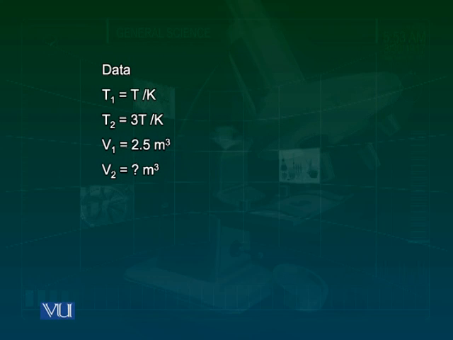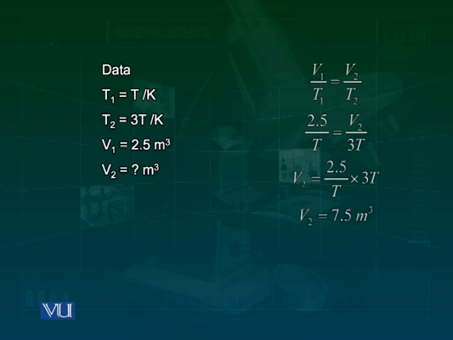The data which we have here is that T1 is equal to T Kelvin. We are not given the temperature, we are just given it's any temperature T. T2 has to be, of course, 3 times, so we just replace it by 3T. You can replace it by X, that does not really matter. V1 is 2.5 meter cube, and the volume V2 is something which we require, again in meter cube. The relationship for Charles' law is V1 by T1 is equal to V2 by T2, giving us 2.5 divided by T should be equal to V2 divided by 3T. Cross multiplying, what we get is V2 should be 2.5 multiplied by 3, giving us a volume of 7.5 meter cube.